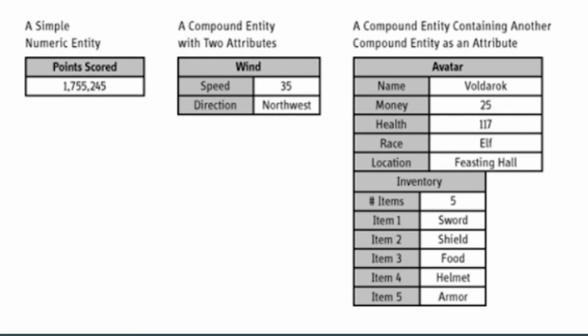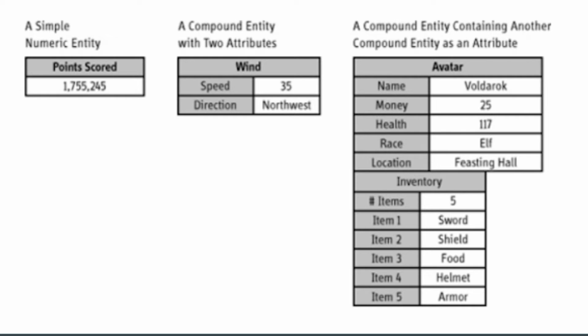So here's the chart. This is from the book. So a simple entity is just how many points have you scored, right? It has one attribute, and it's the number of points that you've scored. Then you have a compound entity there, two attributes. The wind is a compound entity because when you define the wind, even when you're making video games, if it's windy in video games, and I've played plenty of video games that use wind as an entity, you have how fast the wind is going. Which is going to affect things like how far the avatar can travel if they're traveling on the wind with the sail.